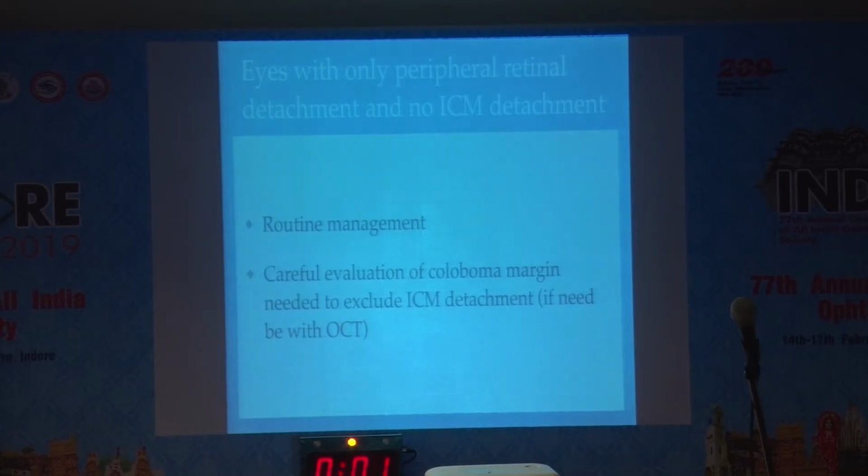So once we operate, we go for routine management, with careful evaluation of the coloboma margin, and need to exclude ICM detachment, as I told you, if need be with OCTs. I'm talking about only peripheral retinal detachment with no ICM detachment, where I know the cause of detachment is unconnected with the coloboma. But when you are inside the eye with vitrectomy, you examine the coloboma margin very carefully to make sure there is no ICM detachment, and then you manage appropriately.